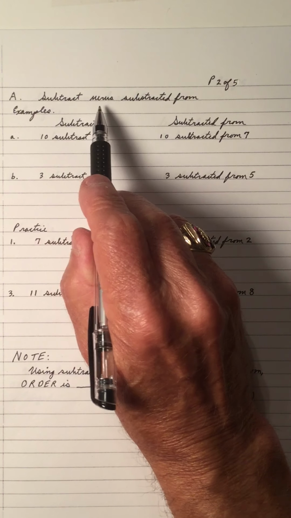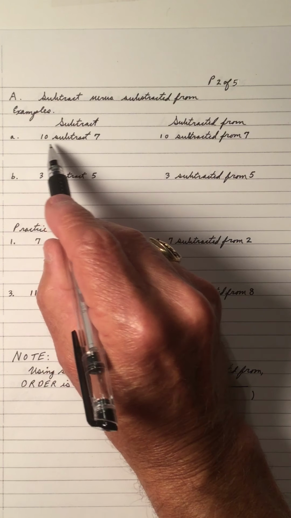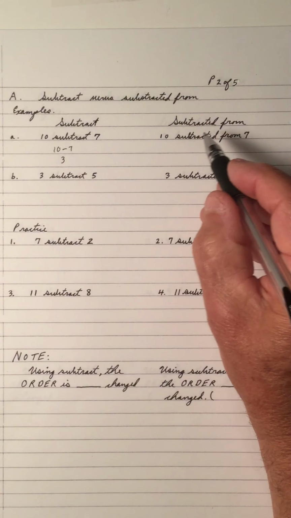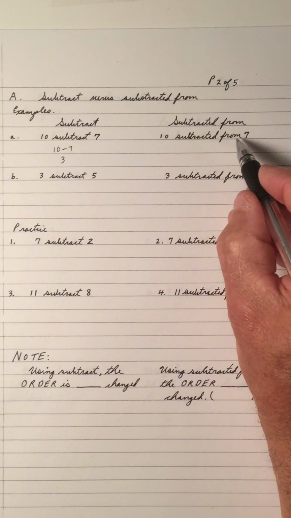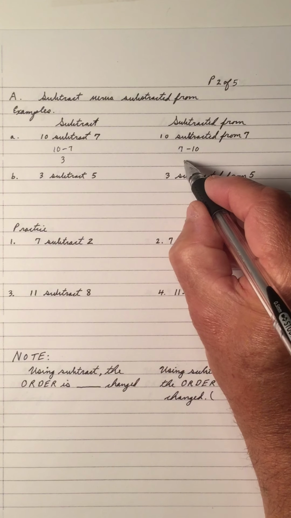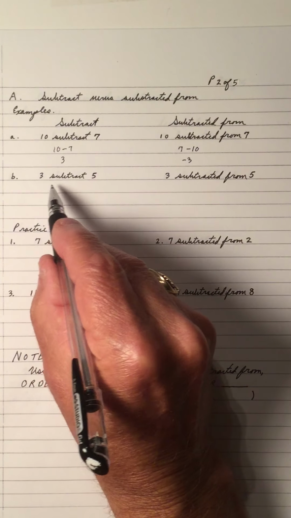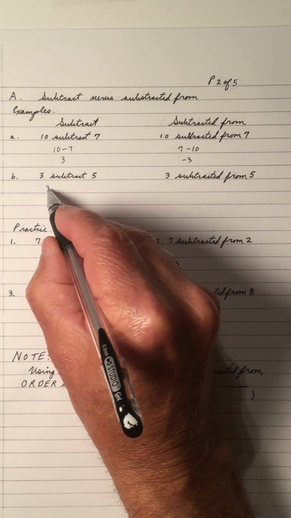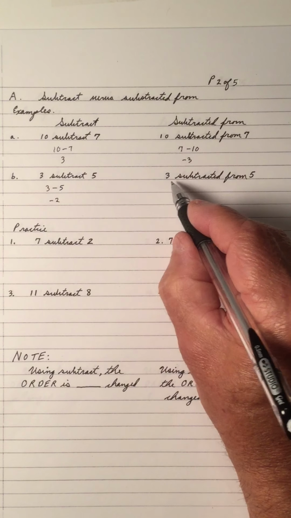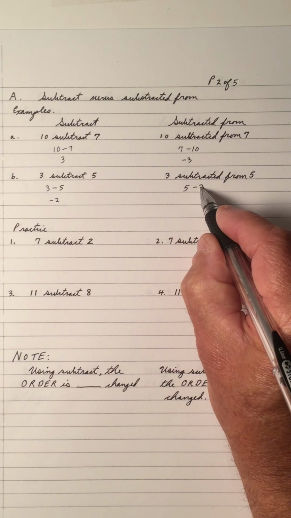A, subtraction versus subtracted from. Some examples. 10 subtract 7 is 3. 10 subtracted from 7 means that 7 is going to subtract 10, and that's a negative 3. Another example, 3 subtract 5 is negative 2. 3 subtracted from 5 is 5 subtract 3, which is 2.